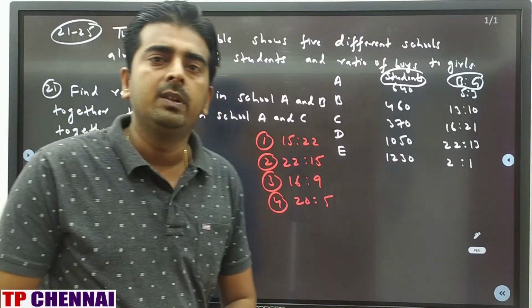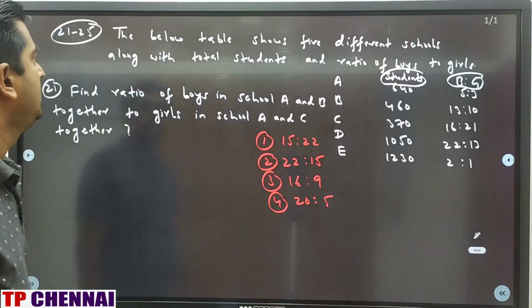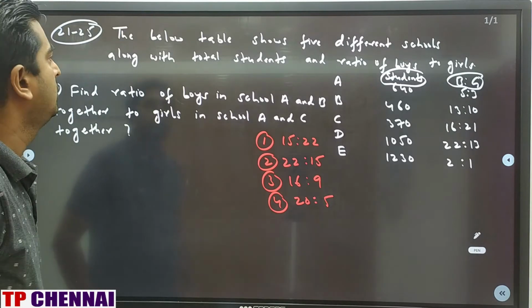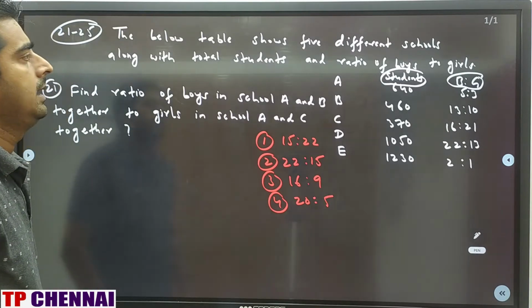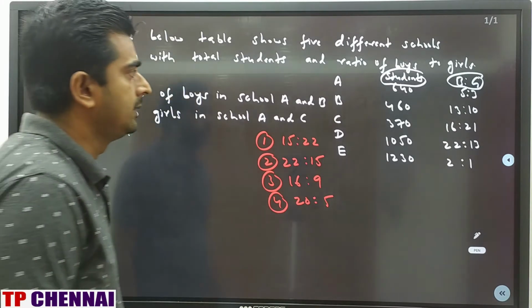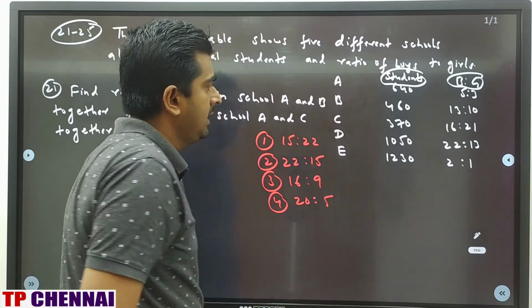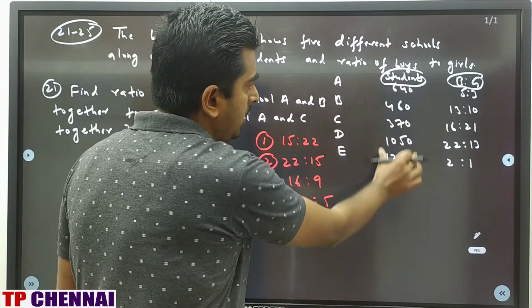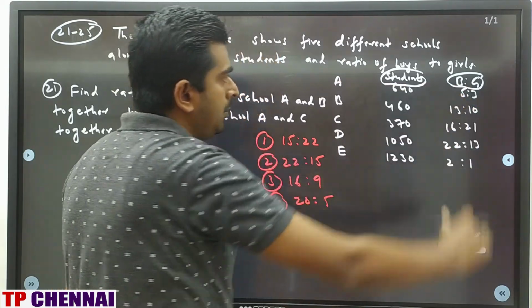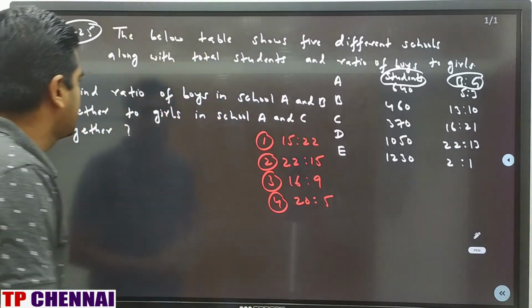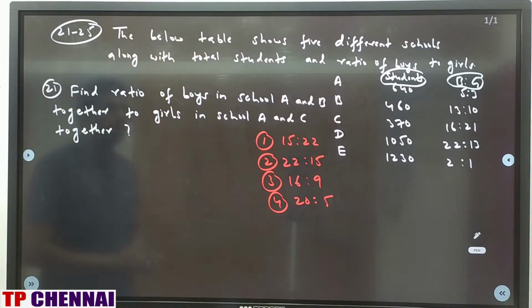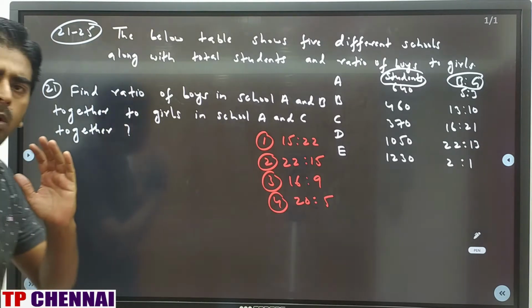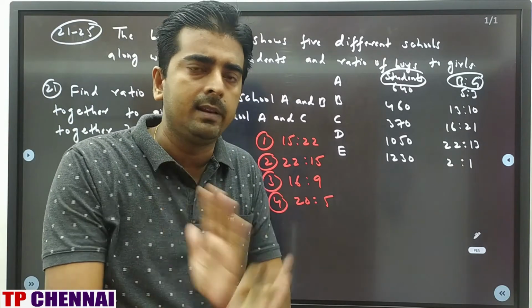Now we will see one set of DI. So what they have given you, the below table shows 5 different schools along with total students and ratio of boys to girls, right? 5 different schools are there, A, B, C, D, E. Here they have given total number of students, here they have given you boys and girls ratio. Now see the first question. Find the ratio of boys in school A and B together to girls in school A and C together, right? All are mind calculation. I am not going to write anything, right?